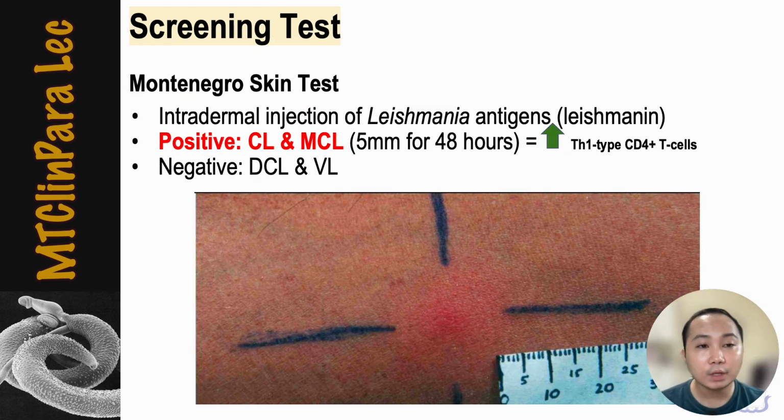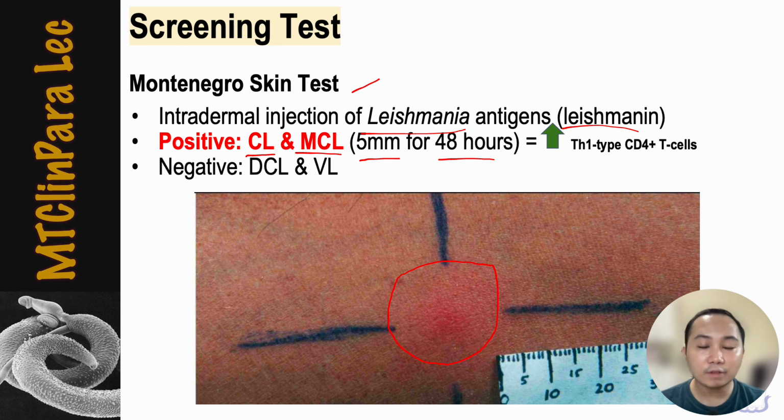One of the screening tests that we use for leishmaniasis is the Montenegro skin test. This skin test is done by intradermally injecting Leishmania antigen, or what we call leishmanin, in the forearm of the patient. The principle of the test is that if an individual had been previously infected with leishmaniasis, specifically cutaneous and mucocutaneous leishmaniasis, a delayed type hypersensitivity reaction results in a measurable induration at the injection site, just like here in this picture. If you want to be more specific, around 5 mm at 48 hours is considered positive for cutaneous and mucocutaneous leishmaniasis.